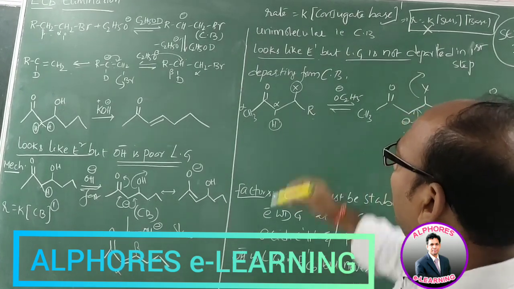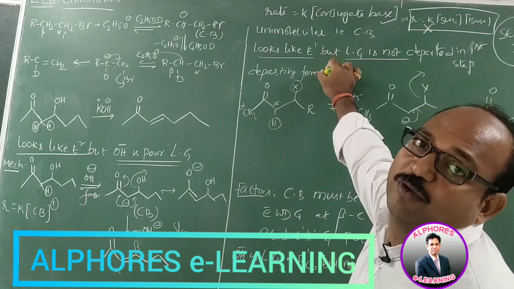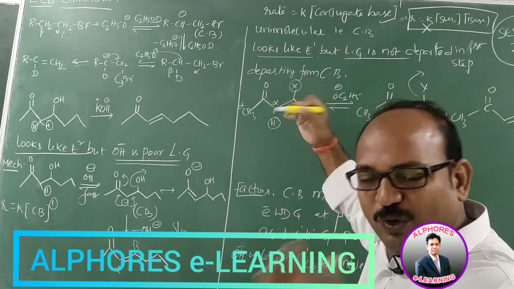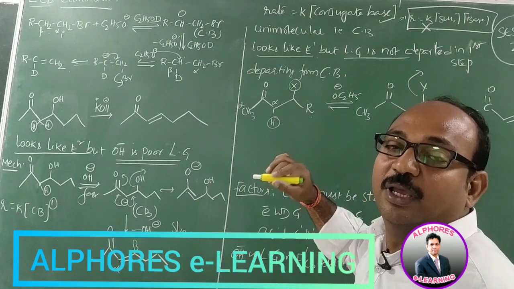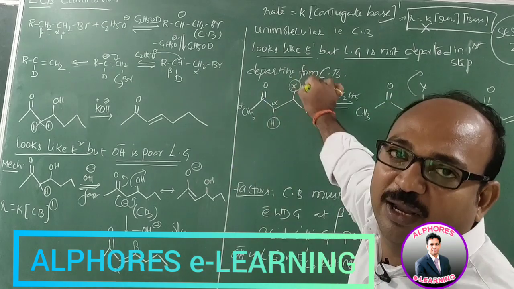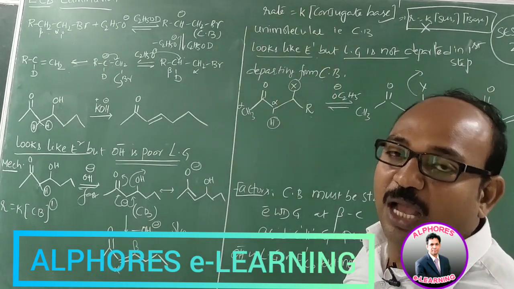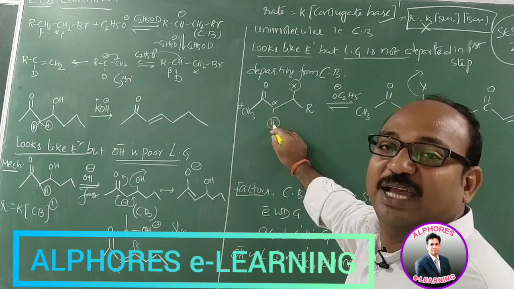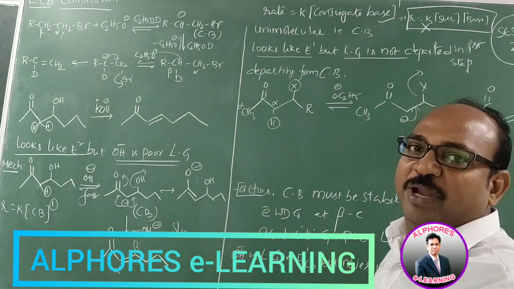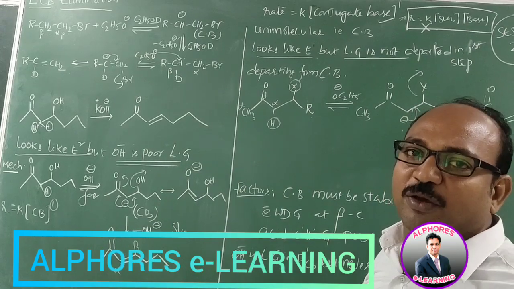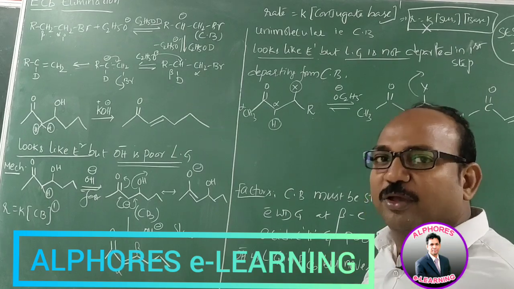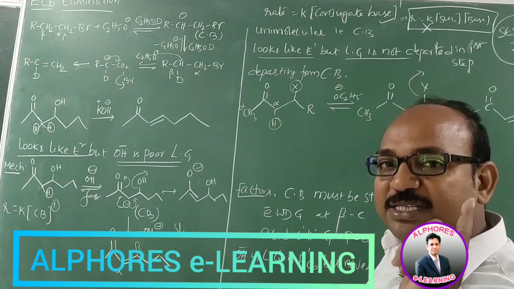Why? If iodine is there, which is a good leaving group, since it is a good leaving group, it prefers to leave in the first step only. If it prefers to leave in the first step, what happens? Carbocation forms, meaning it leads to E1 elimination. Or else, when the base approaches this hydrogen, immediately this one has to leave, which further leads to E2 elimination. So a good leaving group does not favor E1CB. A poor leaving group favors E1CB elimination.